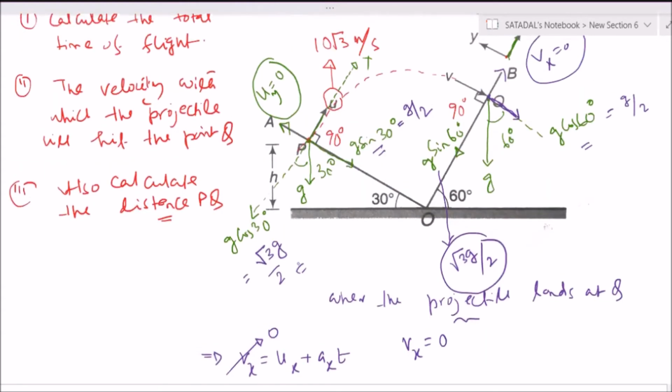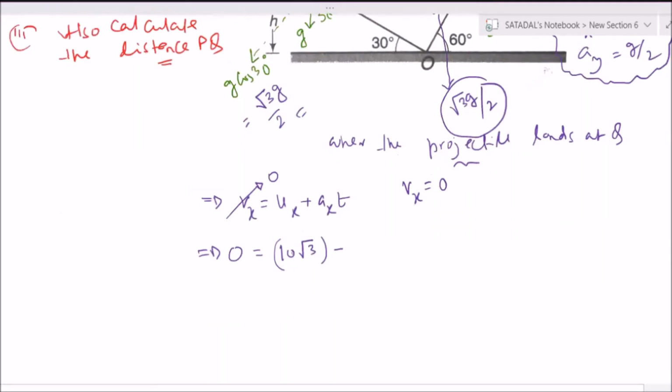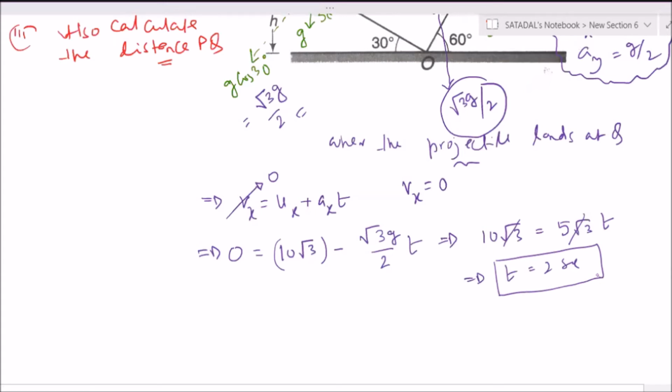Right over here. Just point out over here. So Ax is equal to root 3 g by 2 and Ay is equal to g by 2. Right? So now you check. 10 root 3 minus root 3 g by 2 into t. So how much will you get from here? So 10 root 3 is equal to g by 2 means 5 root 3 into t. So cancellation, t is equal to 2 seconds. So time of flight is equal to 2 seconds.